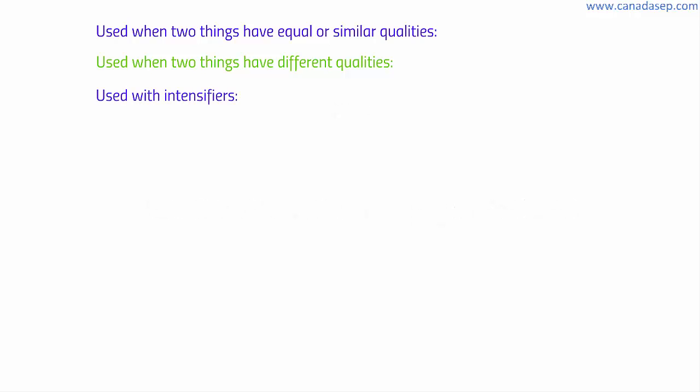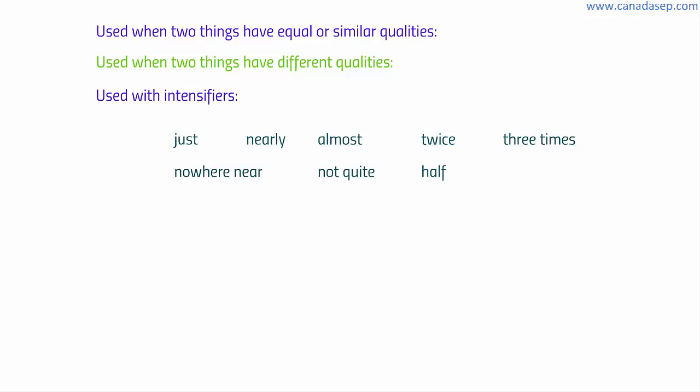Just as what we saw in the previous section, you can use intensifiers with as phrases. Just, nearly, almost, twice, 3 times, nowhere near, not quite, and half are some of the modifiers that can be used with the as phrases. Practice time.